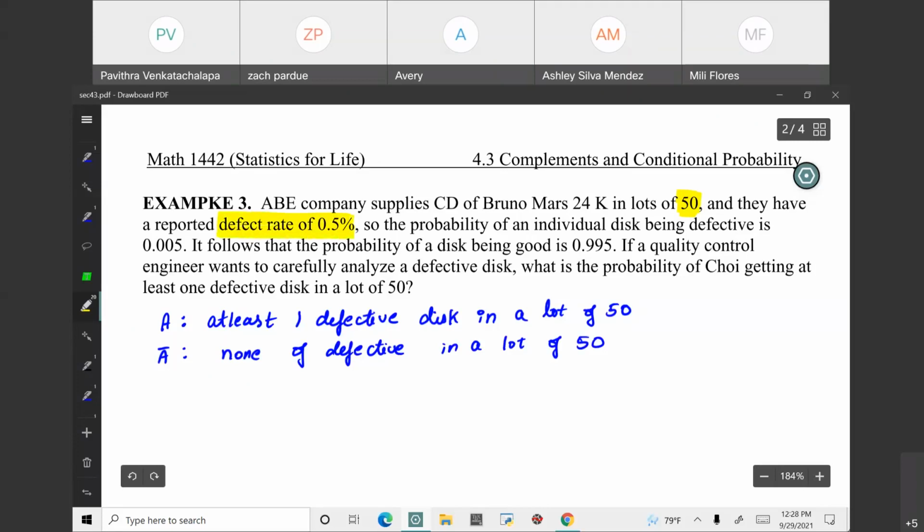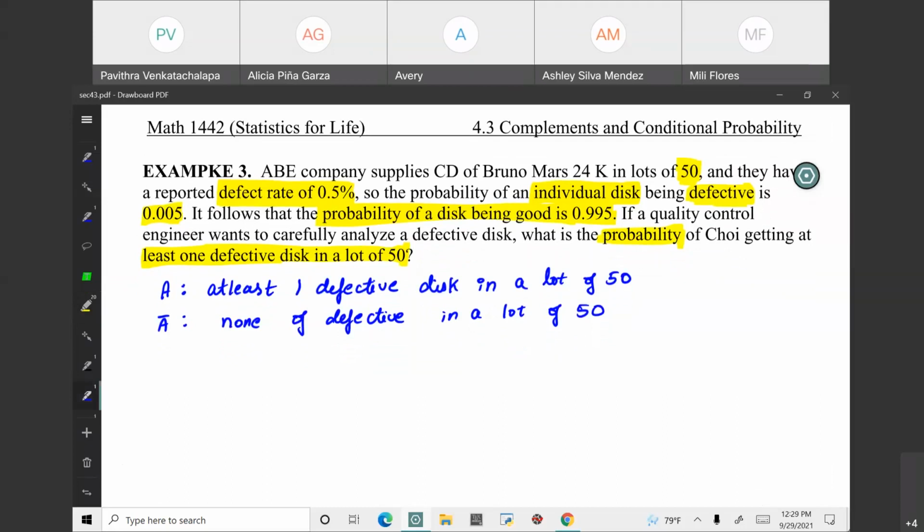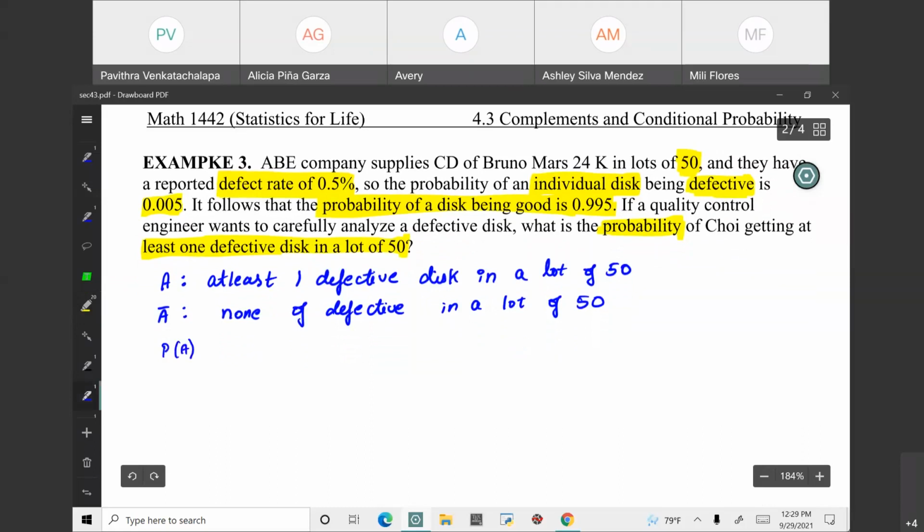They have not mentioned whether it is for one disk or all 50 disks. They're saying that the defective rate is 0.5% and the probability of an individual disk, now they have already mentioned it as probability, so you do not have to divide it by 50. Now the probability of an individual disk to be defective is 0.005. Okay, then the probability of a disk being good is 0.995. Now they are asking what is the probability of getting at least one defective disk in a lot of 50? At least one, which means you have to find P of A. That means P of A bar must be given. Find P of A is equal to what?